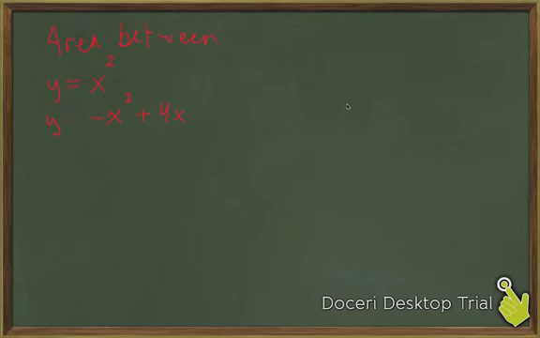Okay, here's another problem where we're trying to find the area between y equals x squared and y equals negative x squared plus 4x. So what we have is a parabola opening up and a parabola opening down. There's going to be area between curves. If you have a graphing utility, TI-84, or some other handheld graphing calculator, or graphing software, you can take a look at what these curves look like.